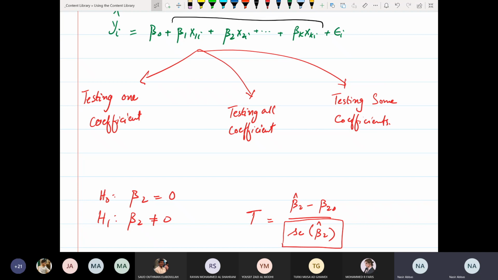And if you don't have a question at this point, you can leave the session. Yes, Muhammad Ali. Doctor, if X1 or X2 was not significant.